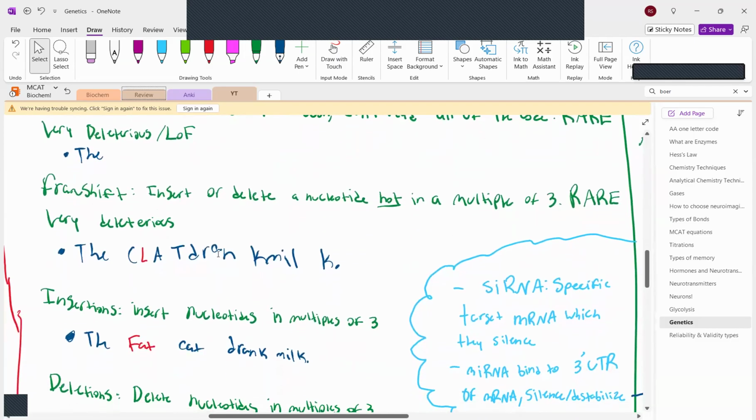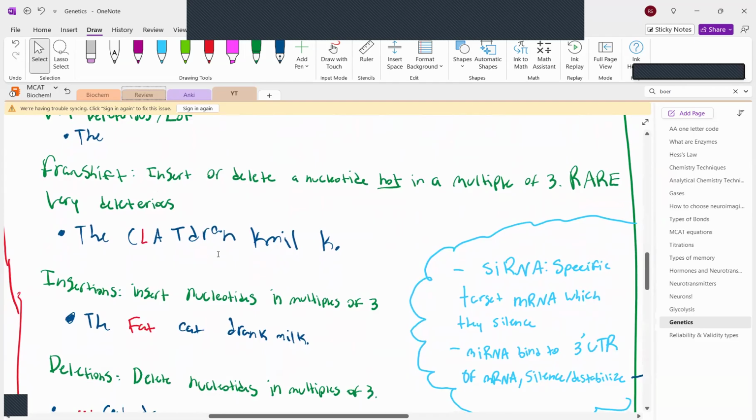Frame shift variants: you insert or delete a nucleotide not in a multiple of 3. This is rare and very deleterious as well. You won't see this often in humans because a lot of the time they won't survive, or the embryo is not viable.